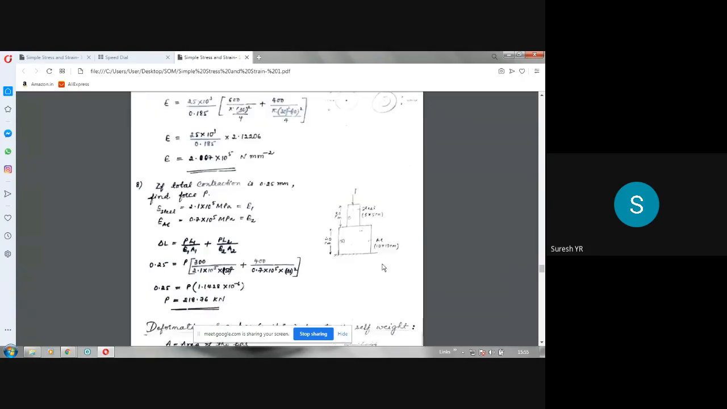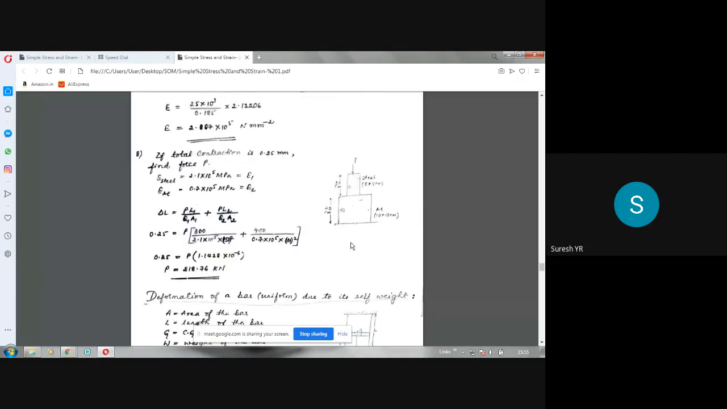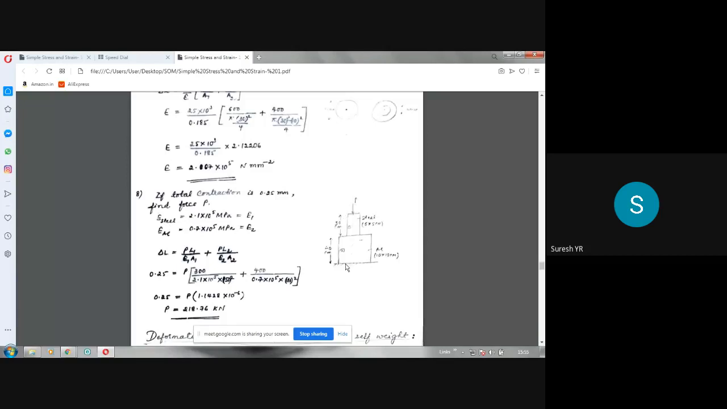Next, the last problem I am going to explain here. This is the diagram given. There is a force P acting on this composite bar. There are two portions here also. One is made of steel, another is made of aluminum. It is given here, and of course this is a square rod, not a circular one. A square bar of area 5 by 5, that is 25 centimeters square, and aluminum 10 by 10.